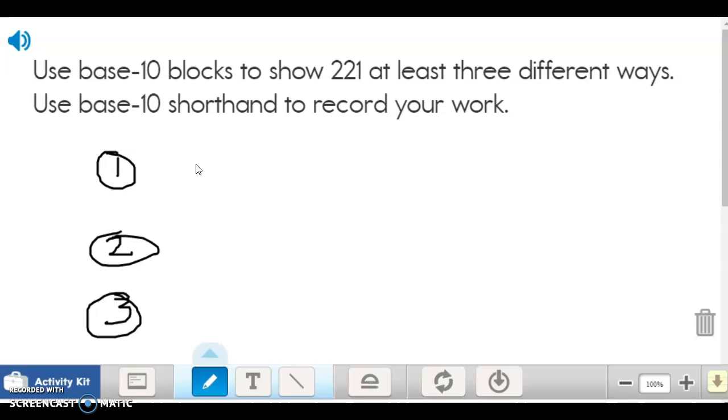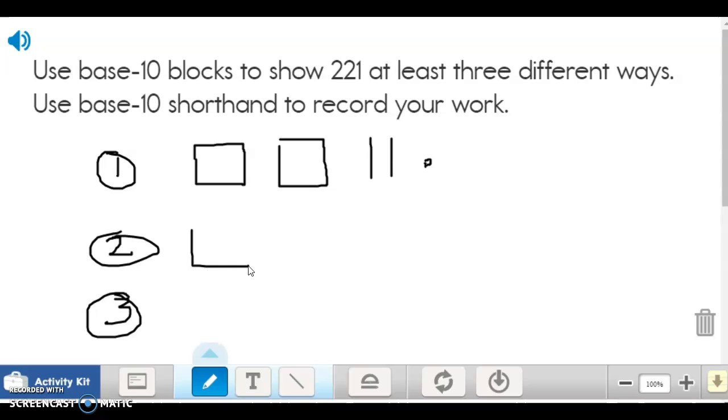Well, I can do my flat, so that's 100, 200, and now 2 tens, so there'd be 10, 20, 220, and 1 is 1 cube, 221.